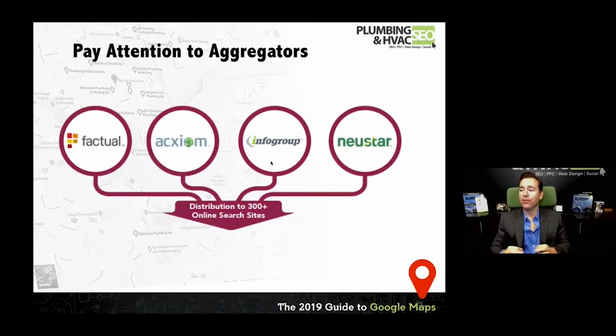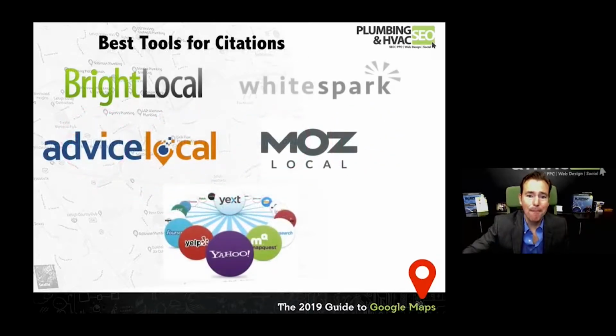So one of the best things you can do is get to the aggregator level, make sure that you're correct there, and then of course manually adjust your main listings like your Google and your Yelp and your Angie's List, and then use a tool like Yext to really make sure that you've got concrete consistency across the internet. So some of the best tools for this, in my opinion, you've got Bright Local, you've got Whitespark, you've got Advice Local, you've got Moz Local, and then you've got Yext.